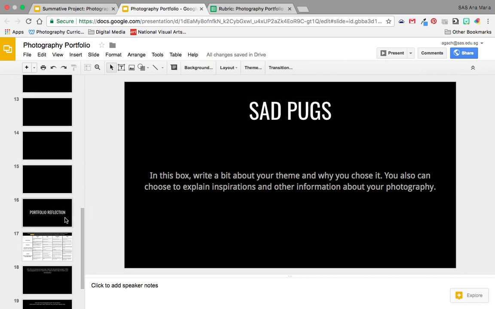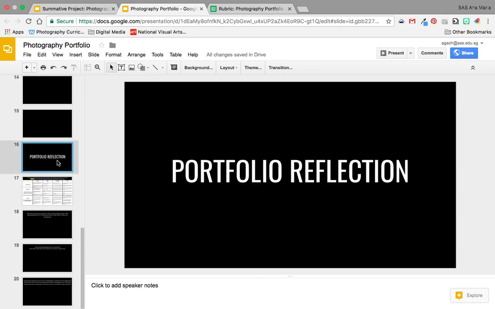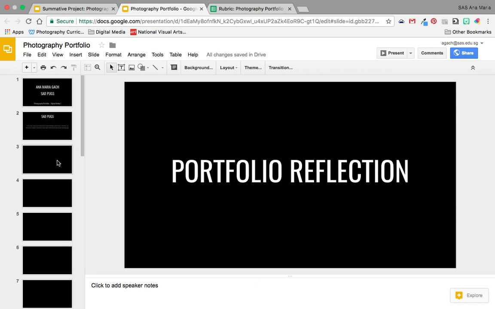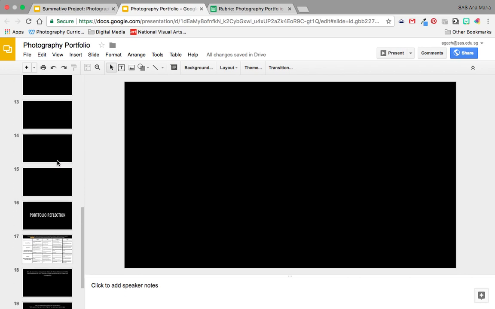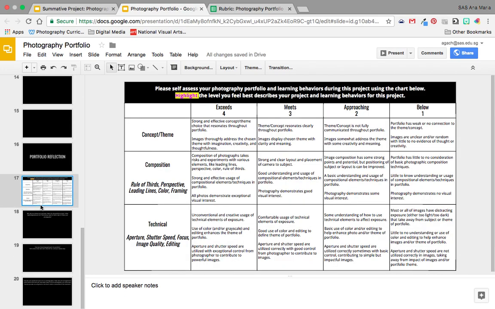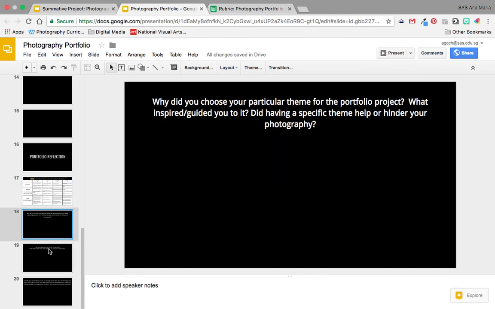Then you guys have to make sure that you scroll all the way to the bottom of your presentation, because here you'll put your pictures, you'll be able to delete some slides if you need to, and then you're going to do your own reflection. So when you're all done, you're going to self-assess your photography portfolio. You're going to honestly see what you've turned in and what you think you should get, and then you have to answer some reflection questions within the presentation.